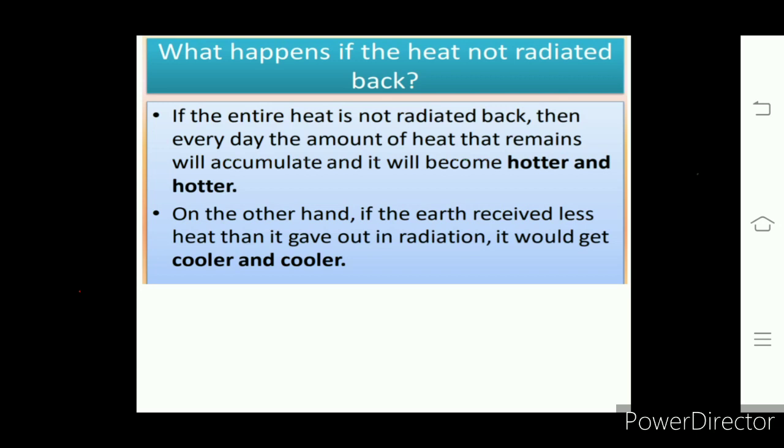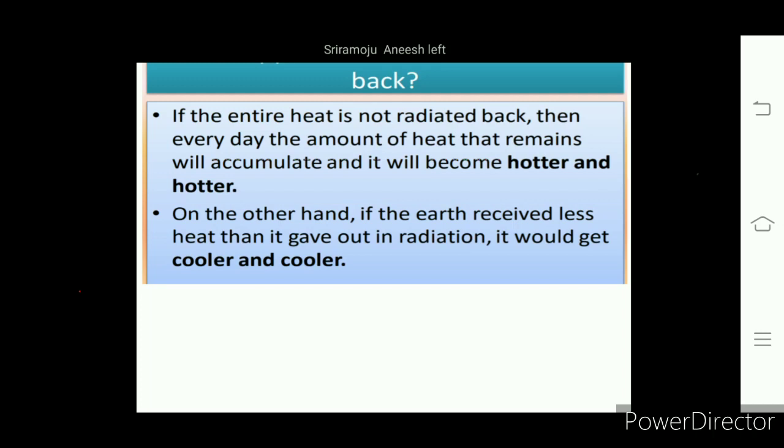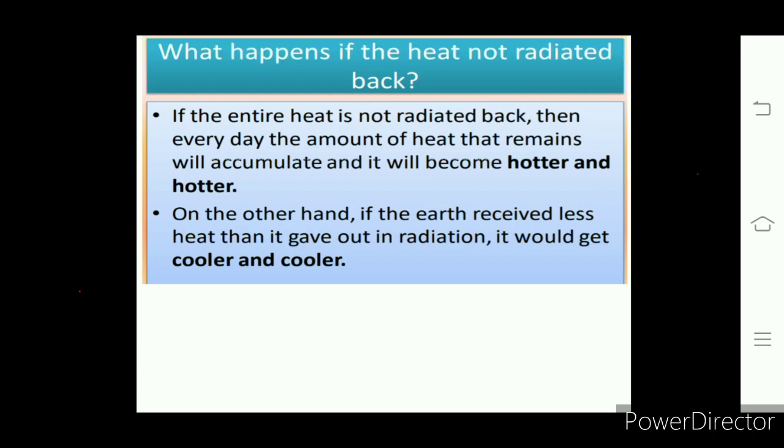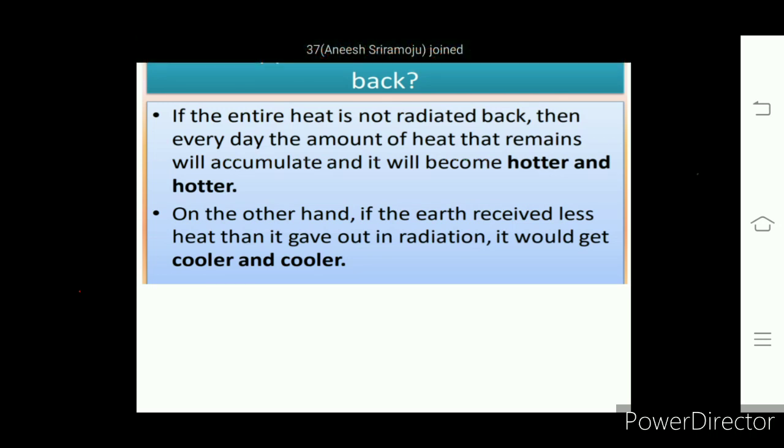If the entire heat is not radiated back, then every day the amount of heat received on the earth's surface becomes more and more, leading to hotness on the earth's surface. It becomes hot, hotter, and the hottest, and that is not suitable for living, right? So whatever heat is received by earth should be radiated back.